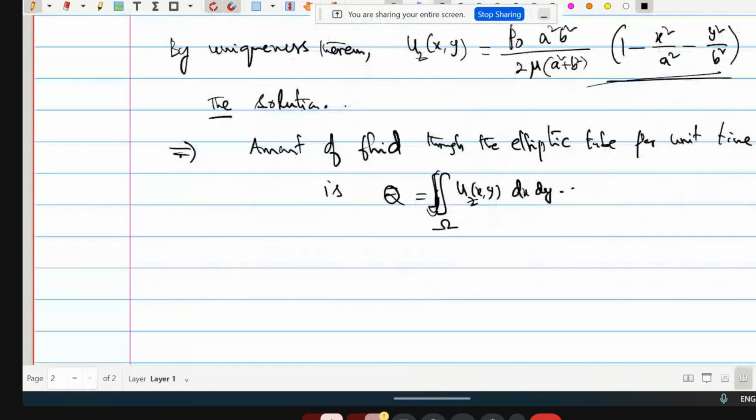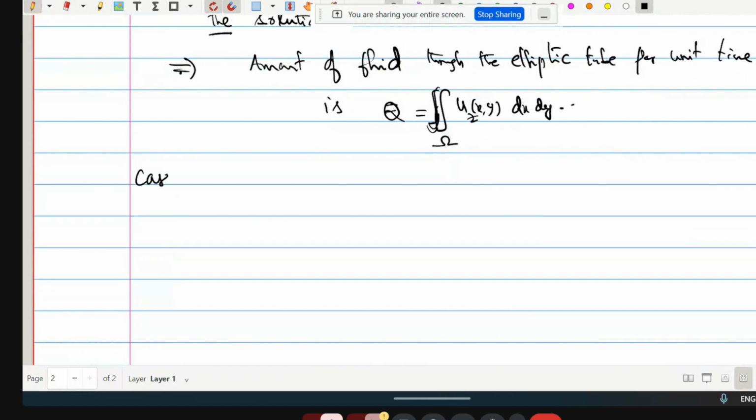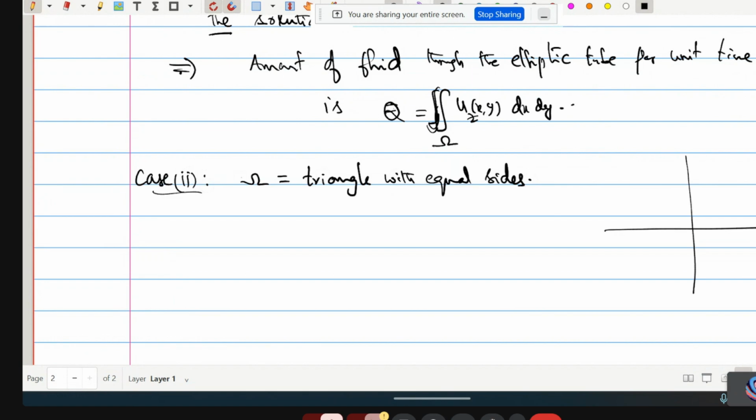So case 2. Let's look at the case 2. What is arbitrary cross section? Now I can take it as, when omega equal to a triangle with equilateral, with equal sides. So to do this, we'll just try to do the way it is done there. You can do many ways. I'm trying to follow x equal to a. X equal to a is this line. Okay, this is one line.